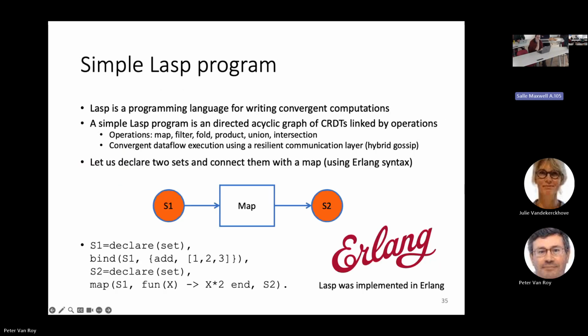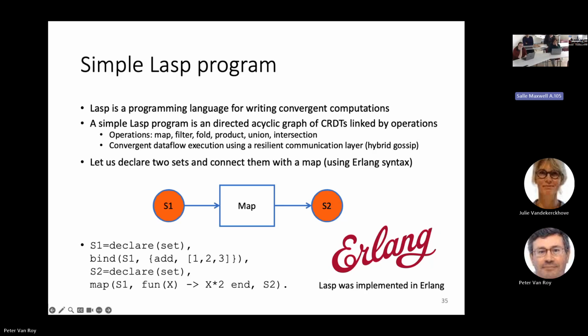So a little bit of how it works. A simple Lasp program is a directed acyclic graph of CRDTs. Here I have two sets, for example, and there's a map in between. So it kind of looks like an incremental database. These sets are like relations, but they can be changing over time, and the map will track. So if S1 changes, S2 will follow it. This whole system was implemented in Erlang.